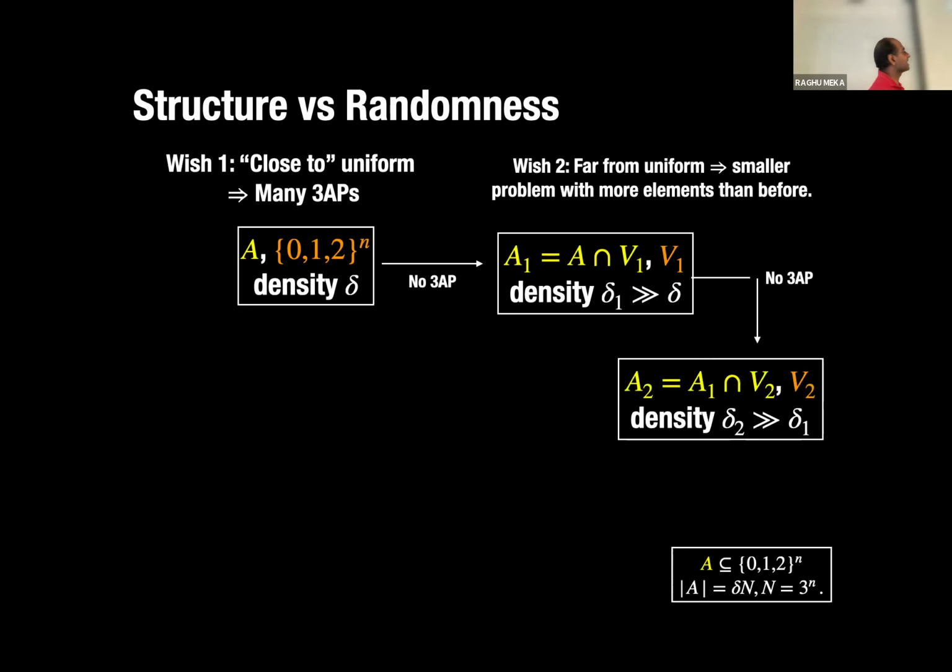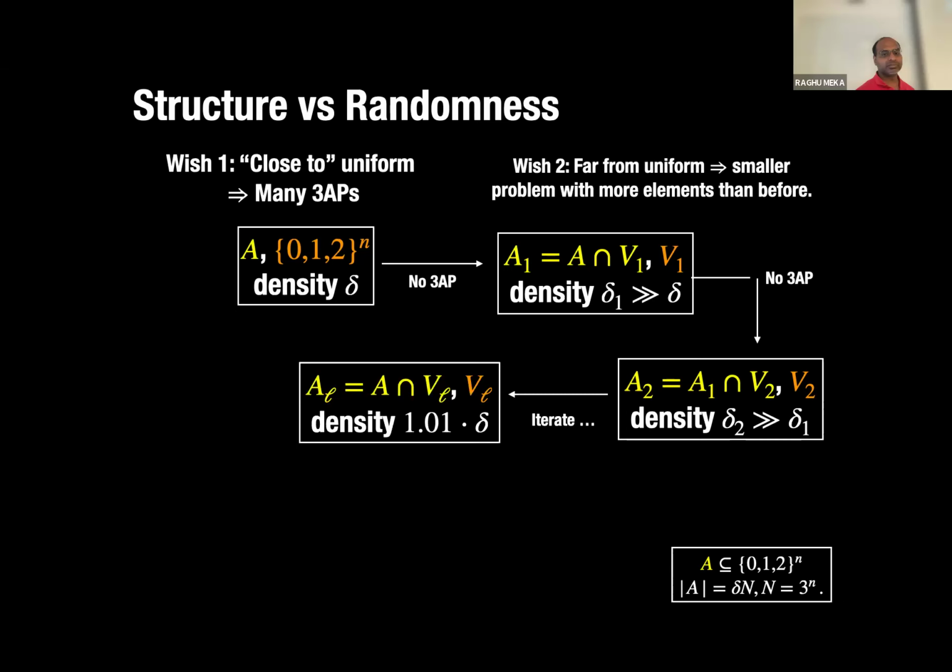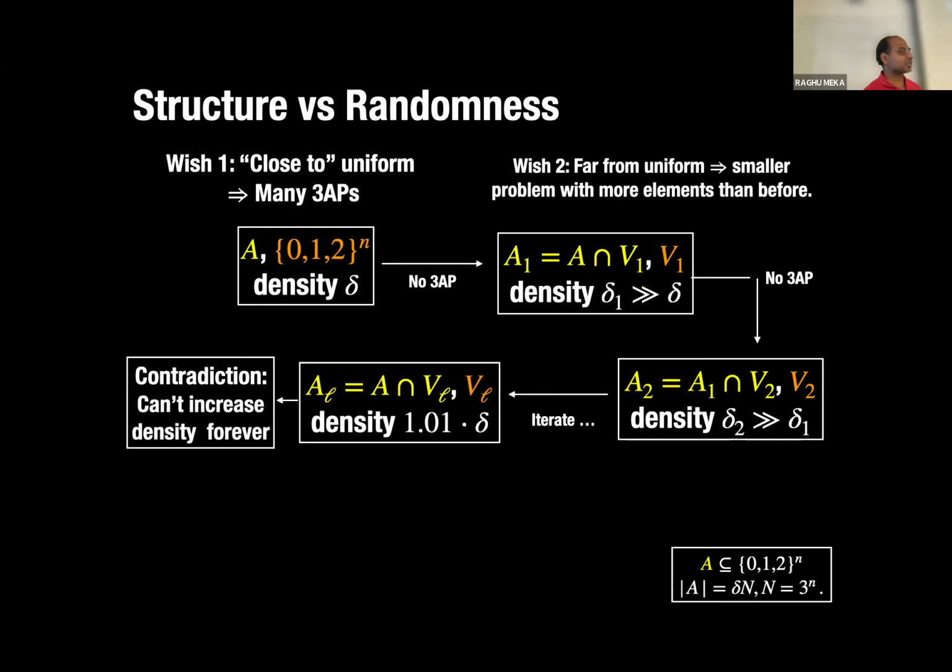If no 3APs, once again, I can find a smaller set V2 where my relative density is even higher. And I keep repeating this. And at some point, my density becomes a constant factor more than what I started with, right? And the point is that you cannot keep on increasing the density forever. The density can only be one, right? So at some point, this needs to stop. And if you set up the parameters properly, you'll get some contradiction, and some quantitative one. Okay? So you can't increase the density forever, so you should get some contradiction.